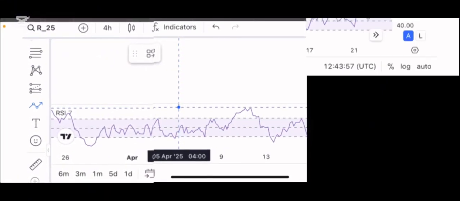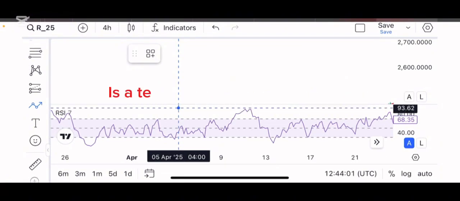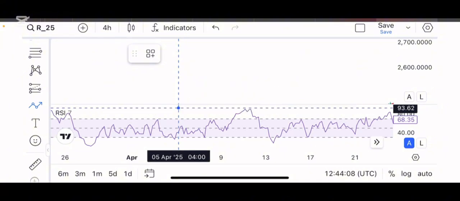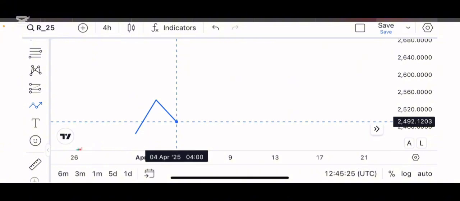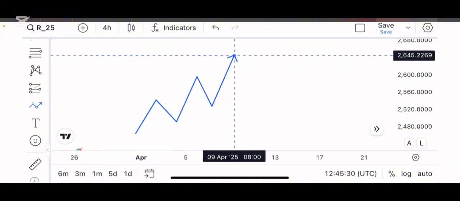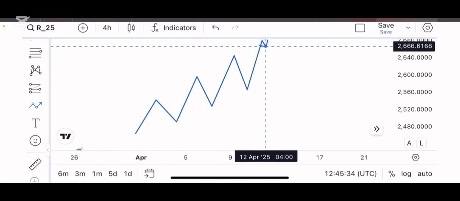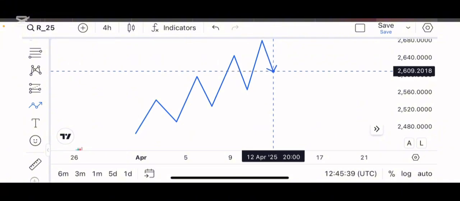The first question you want to ask is, what is a pullback? A pullback is a temporal move of the market in the opposite direction from the trend. And notice the word temporal. So if this is the trend, and this is the market going up, right? We can see the market forming higher highs. So anytime the market is coming down like this, it is called a pullback.